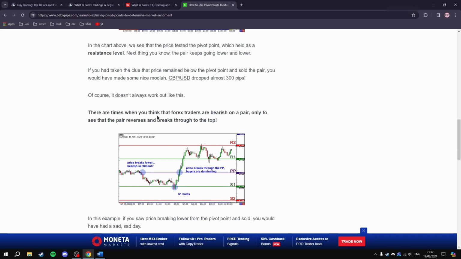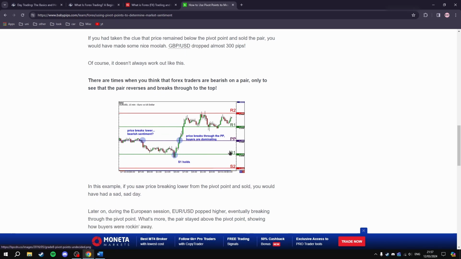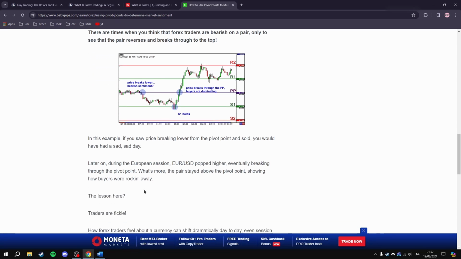There are times when you think that Forex traders are bearish on a pair, only to see that the pair reverses and breaks through to the top. So we got price breaks lower, bearish sentiment, S1 holds, price breaks through the pivot point, buyers are dominating and keeps going up. In this example, if you saw price breaking lower from the pivot point and sold, you would have had a sad day.